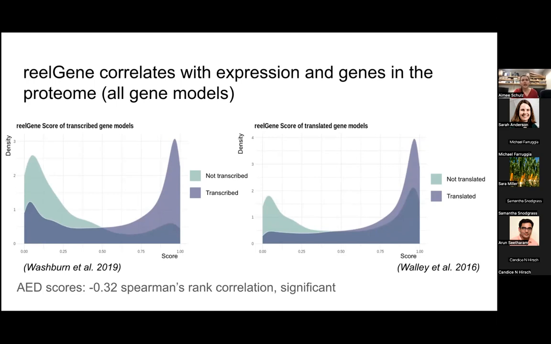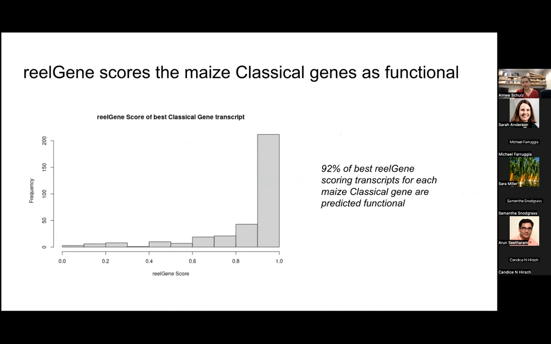And now, diving a little bit more into some genes that we would expect to be real, I pulled the maize classical gene set, and 92% of our best reelGene scoring transcripts for each of the maize classical genes are being predicted as functional. So while this is our initial run through of this pipeline, it is proving to be very promising as we move forward.